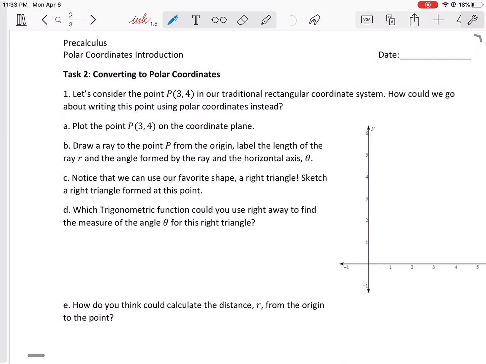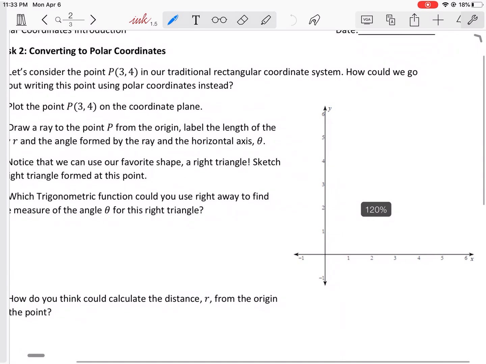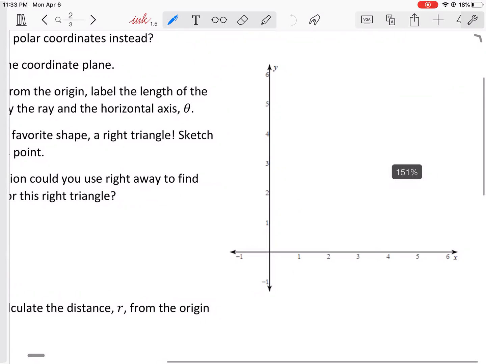I encourage you to just pause the video and see if you can do any of this right now. Follow these few steps. If you get stuck, start playing the video. If you finish, check your answer and see if you get the same thing as I do.